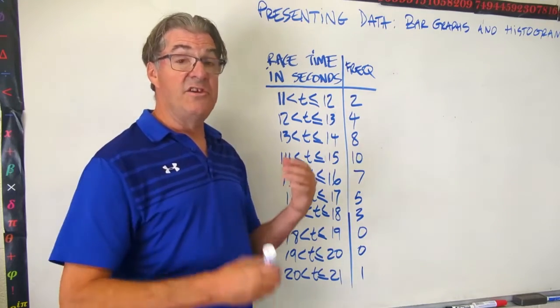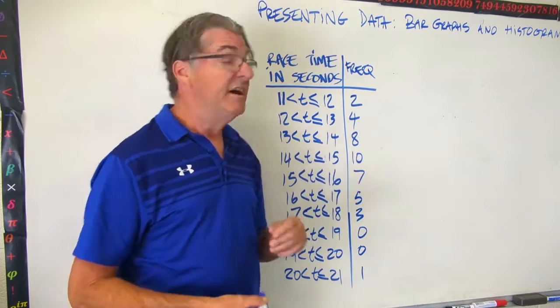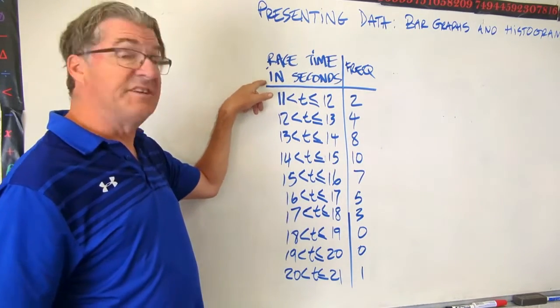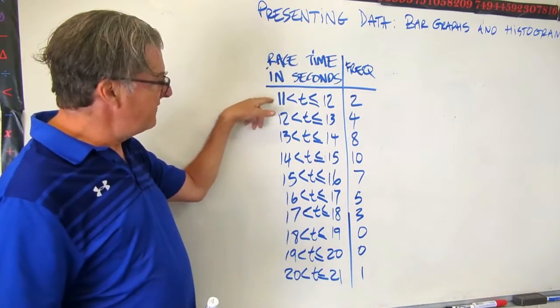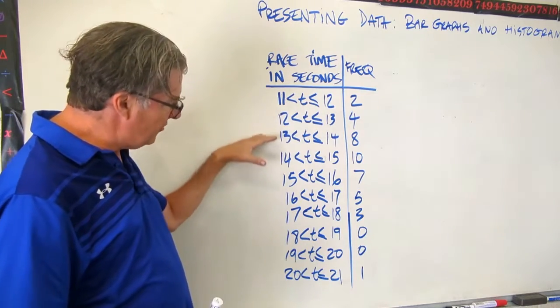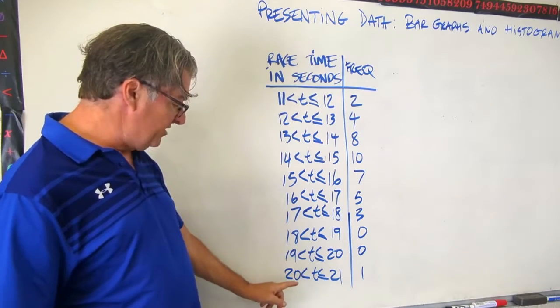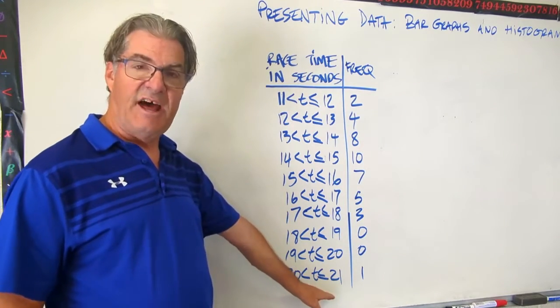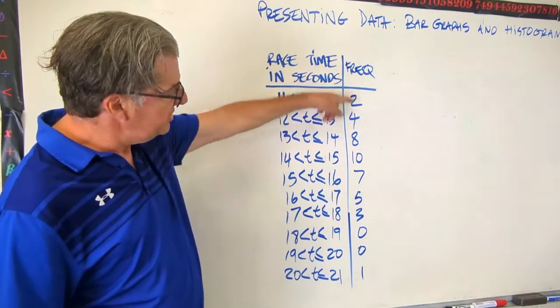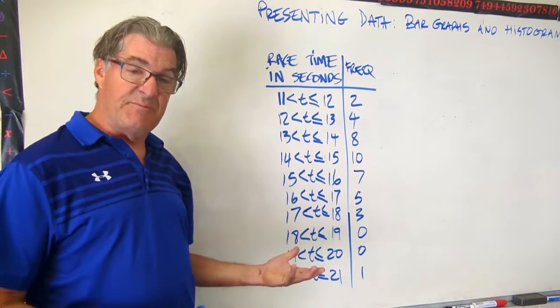Okay, let's look at another chunk of data. This time we have race times in seconds from 11 to 12, 12 to 13, so on, all the way through these ranges, these classes of times, all the way to 20 to 21 seconds. That's our last class. Now, if you look at the frequency table, you can see some things here.